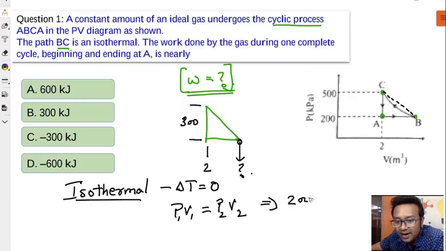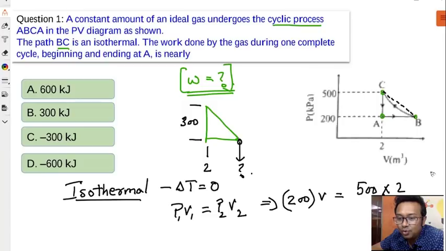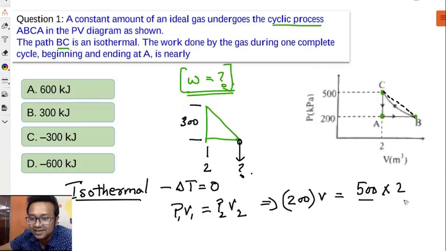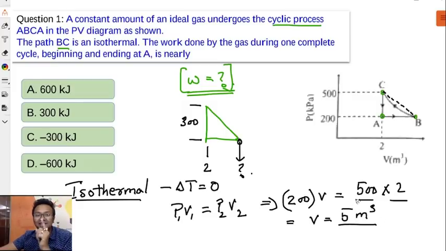So 200 into the volume here is equal to 500 into 2, because that is the pressure and the volume at these points. Clear, students? So what is V going to be? 5 meter cube. Got it, students? That is the smartness that you will have to show out here. Okay, so what is the value here? It is 5. So this length from here to here is 3 units.